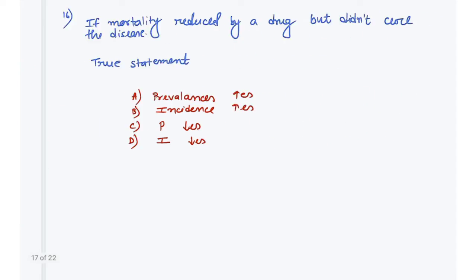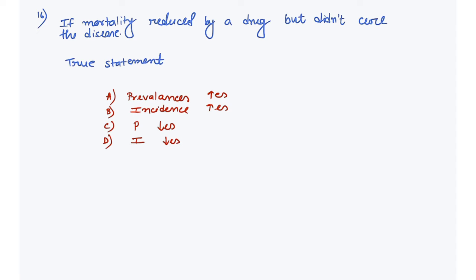Okay, coming to question number 16. One drug reduces mortality but doesn't cure the disease. So what is the true statement for this drug? The drug which reduces mortality but does not have any therapeutic cure. After using the drug, whether the prevalence increases or decreases, or the incidence increases or decreases.